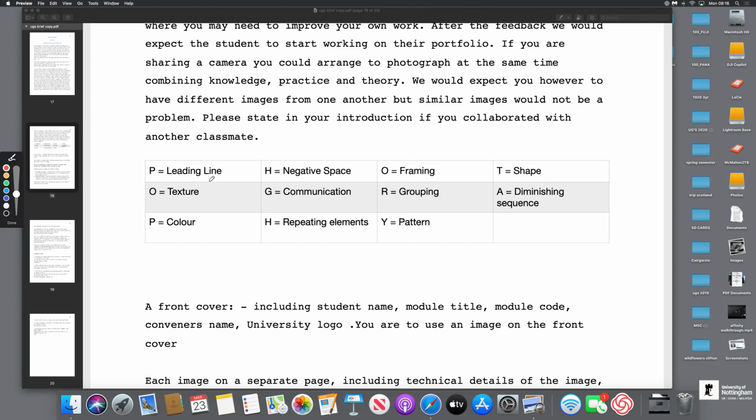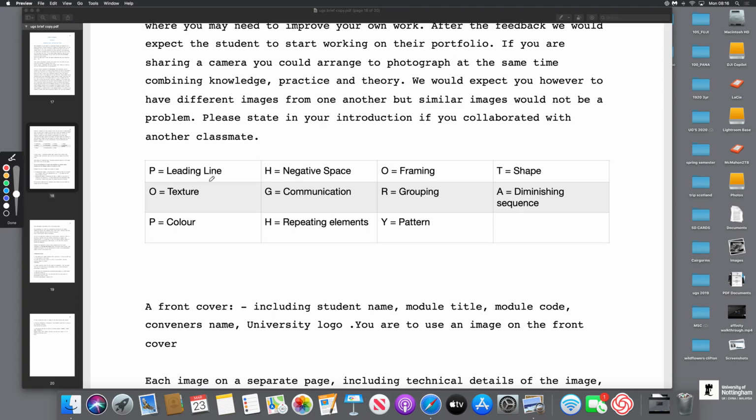So we've got 11 images that we're looking at. We need leading lines, texture, colour, negative space, communication, repeating elements, framing, grouping, pattern, shape and diminishing sequence. Those are the 11 that I would like you to get. And I'd like you to keep them in the same order when you put your portfolio together. Keep those 11 in the same order that we started off with.